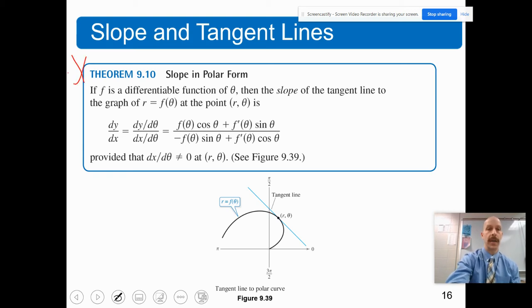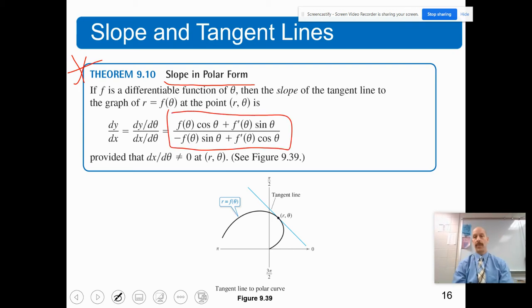So here is the formula to find the slope of the tangent line, aka the derivative, in polar coordinates. It is f of theta cosine theta plus f prime of theta sine theta, divided by negative f of theta sine theta plus f prime of theta cosine theta. This is something that I would highly recommend that you put on your list of things to memorize.